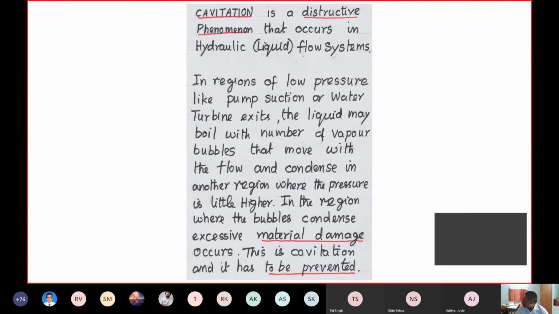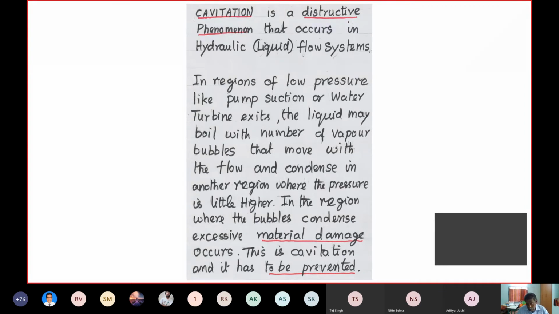What happens is, in regions of low pressure like pump suction or water turbine exits, the liquid may boil with a number of vapor bubbles that move with the flow and condense in another region where the pressure is a little higher. In the region where the bubbles condense, excessive material damage occurs. Okay, this is cavitation. It has to be prevented.